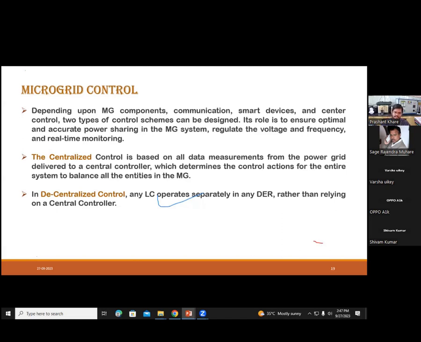Means see, in a centralized controller the complete system is observable. So stability is more in the centralized controller, but in the decentralized controller, that particular localized controller is responsible for the successful operation of that particular DER or load. So the decentralized controller has some stability issues.